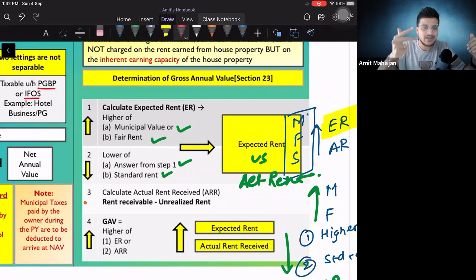MFS. M is municipal value. F is fair rent. Whichever is higher, I will get one figure. I will compare that with S, that is standard rent. Whichever is lower, whatever answer I get, that will be the expected rent. That expected rent I will compare with my actual rent received, right? If I compare this, whichever is higher, I will get the figure of GAV. From this GAV, I will reduce the municipal taxes.